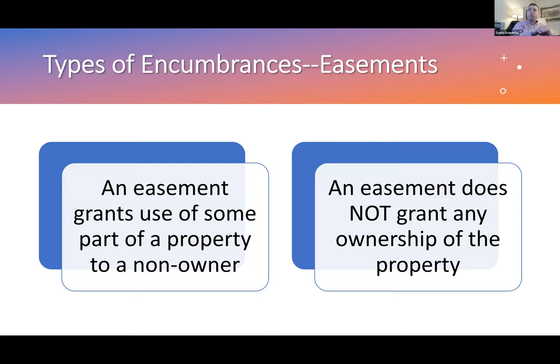Now, the most common specific lien on any property in North Carolina is the property tax lien. That is by far the most common example of a specific lien in North Carolina. And the reason it's the most common example is because every property is subject to property taxation.